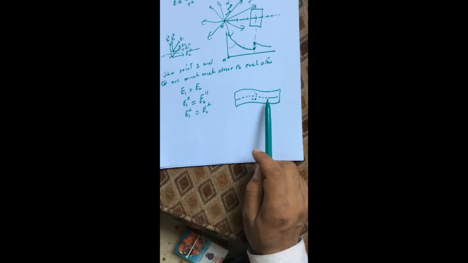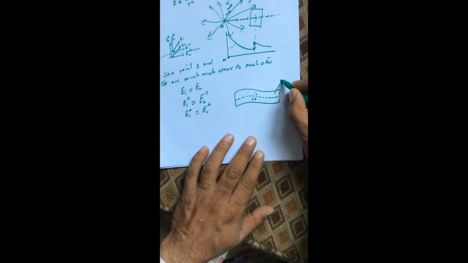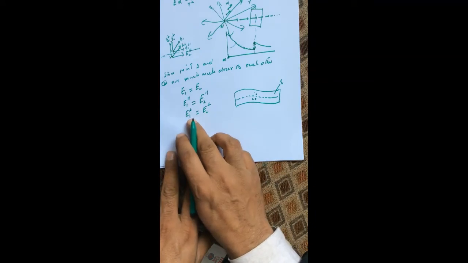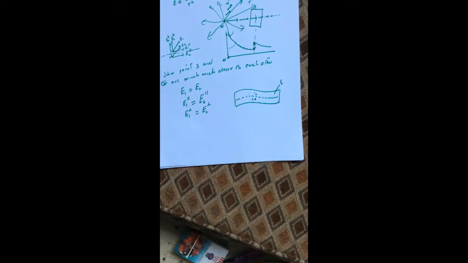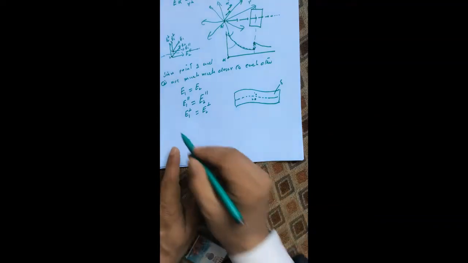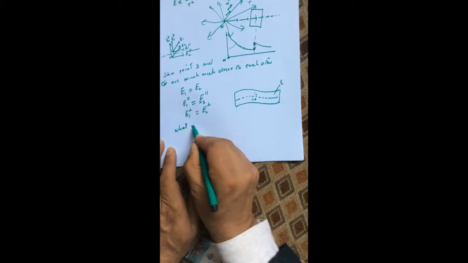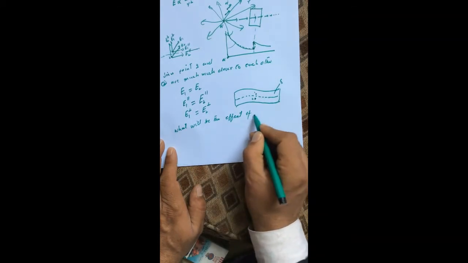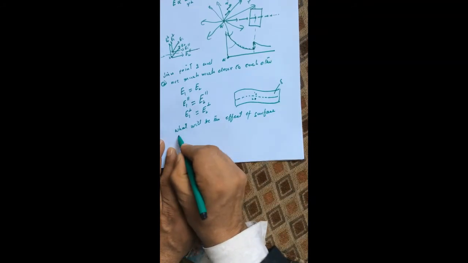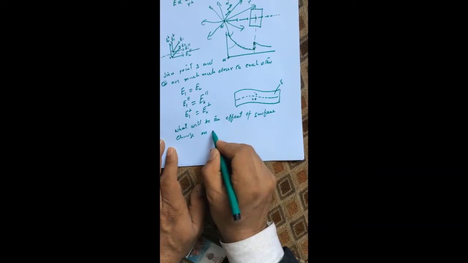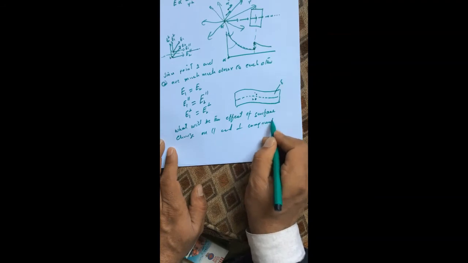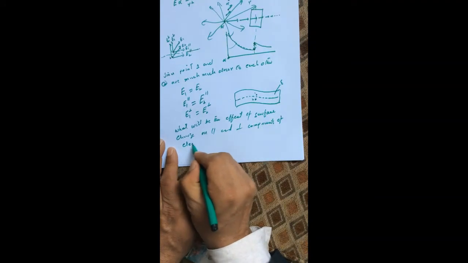Now the surface has a charge density. This surface has a charge density sigma. Now what will be the effect of this surface charge on the parallel as well as on the normal component of electric field?